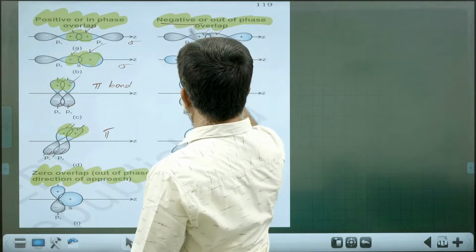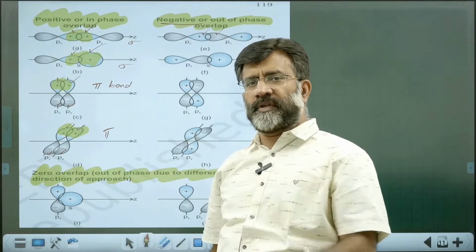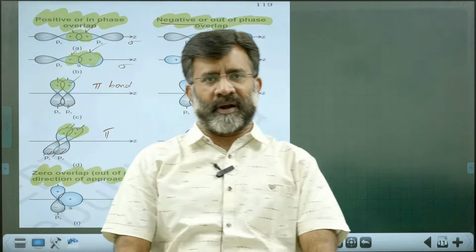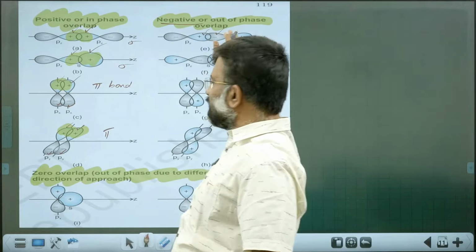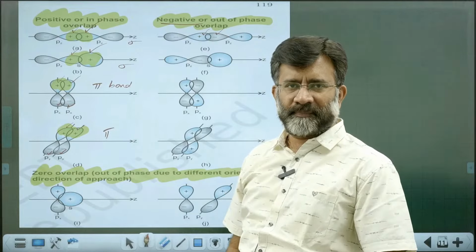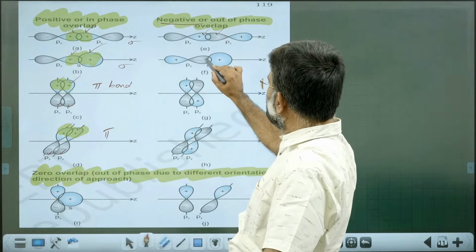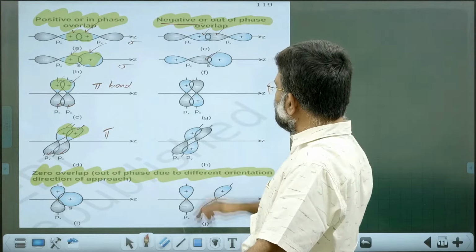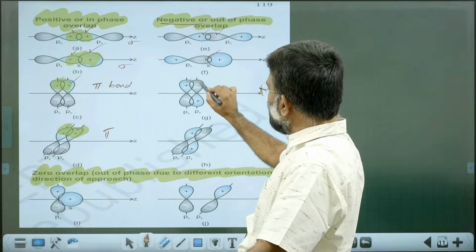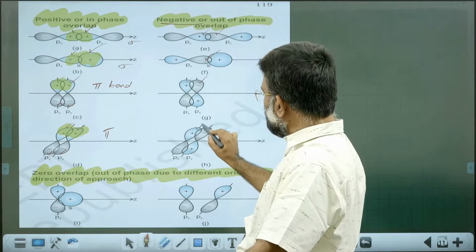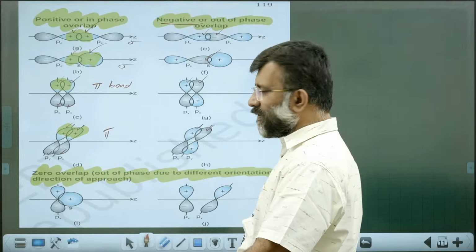That is called a negative overlap, or out of phase overlap, unsymmetric overlap, unstabilized overlap. This is a stabilized overlap. This is a destabilized overlap. You see, plus and minus overlap, negative overlap.